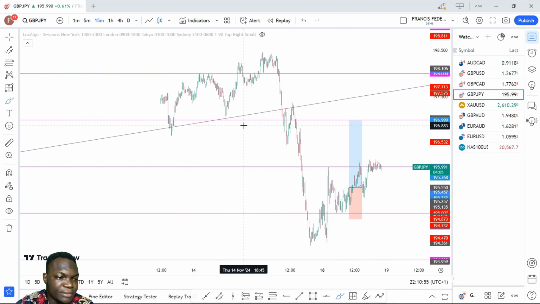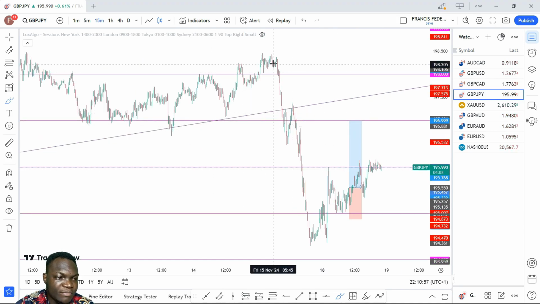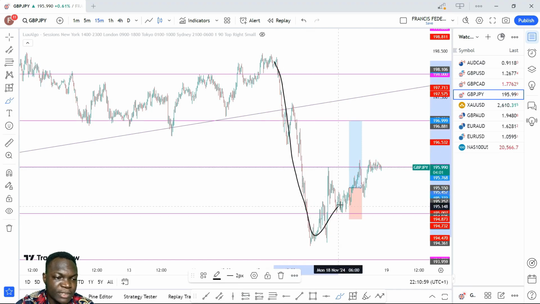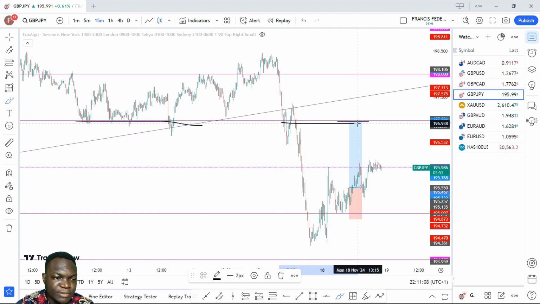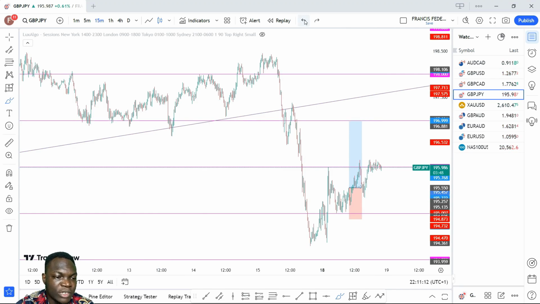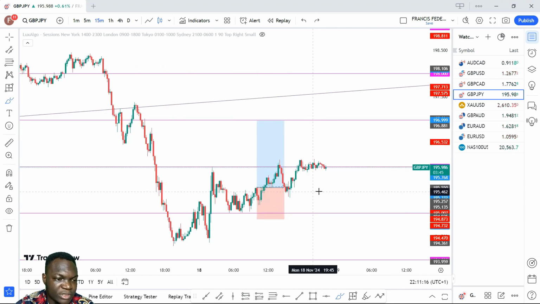The reason why I took pound JPY was similar to pound CAD. After an impulse like this, it's normal to expect a correction before another impulse lower. So I expected the price to make a move maybe into this area where we had previous area of support here. So I expected the price to test that area as resistance, and that was one of the reasons why I went long on pound JPY today.